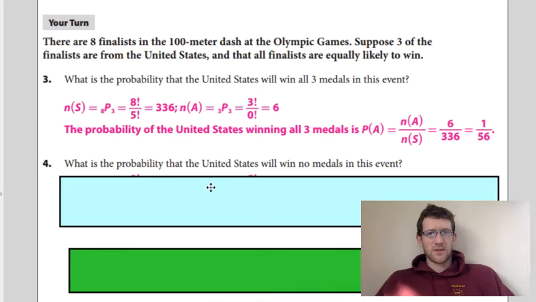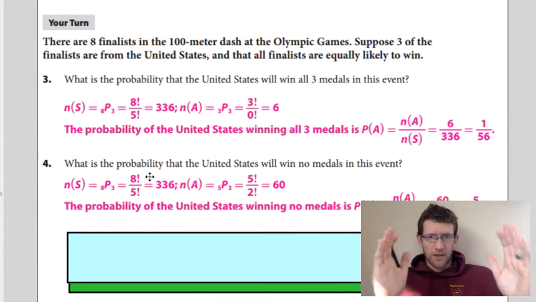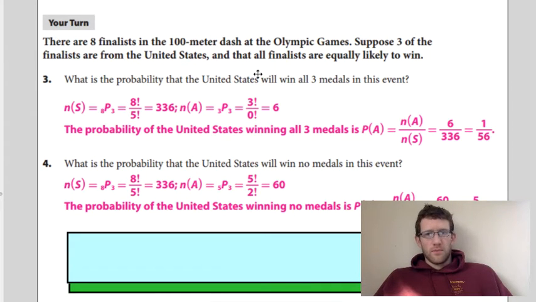What is the probability the United States will win no medals for this event? Same deal, except this time there's 5 different people that'll work for this part here. So the sample space is the same. It's still 336, right? There's 336 ways that race could have gone, but only 60 of those ways have no Americans at all in the top 3.